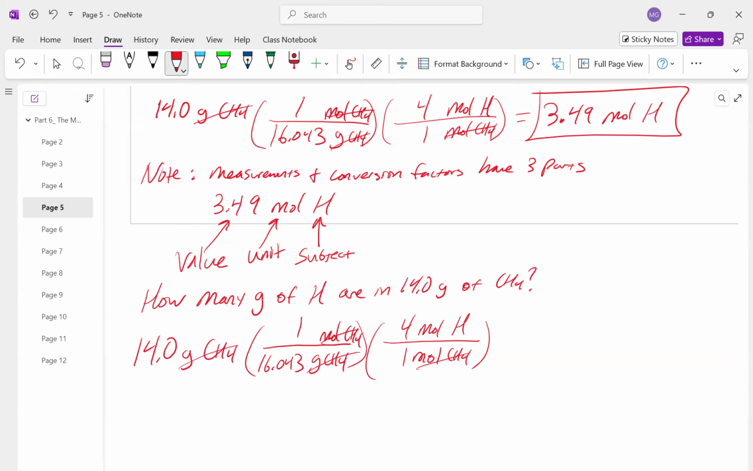Okay, I'm not quite done yet because this question is asking me for grams of hydrogen. Well, I know how to go between moles and grams. I need the molar mass. So I go to the periodic table, and the periodic table tells me that 1 mole of hydrogen weighs 1.008 grams. If I've set this up correctly, all of the units cancel out except the unit I want to go to, the grams of hydrogen. And that comes out to 3.52 grams of hydrogen.